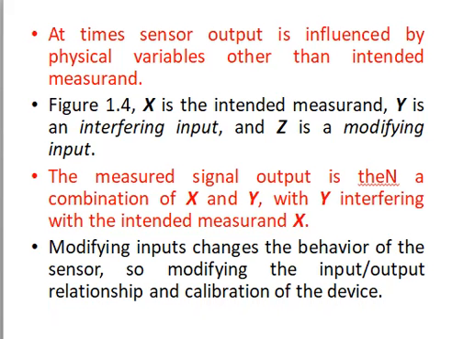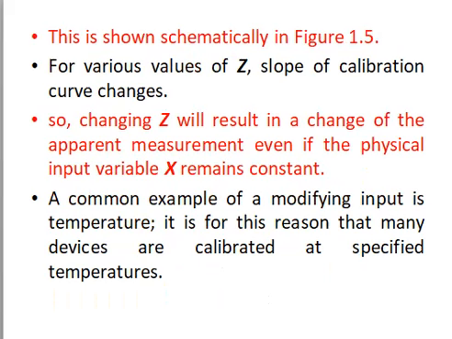That is why we are introducing a modifying input, which is what? Z, in order to cancel the effects of that Y, which is the noise. And for different values of this modifying input, Z, definitely we are going to have different slopes for the calibration curves. So whenever you are changing the value of your modifying input, definitely the result will also change.